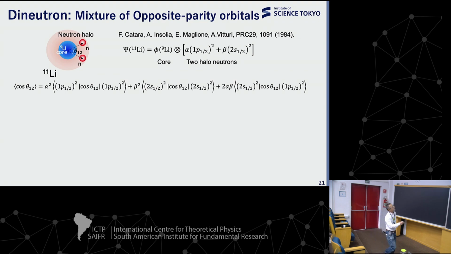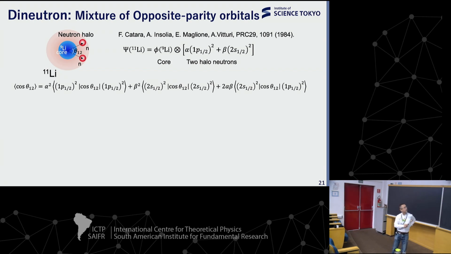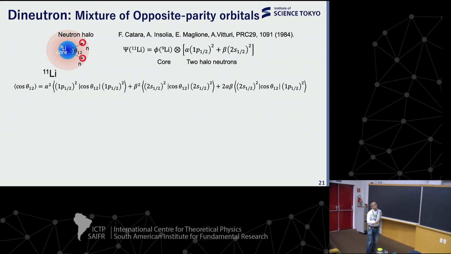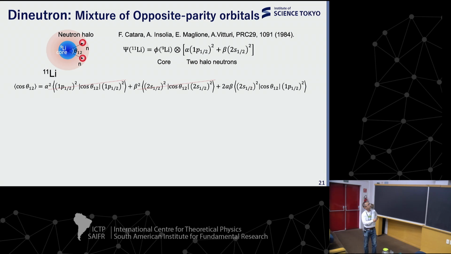So you have this component P squared and S squared, but we have a cross term which mixes P and S like this. But since these two terms are odd functions, we don't have values here. This is just 0, and we have only the last term.